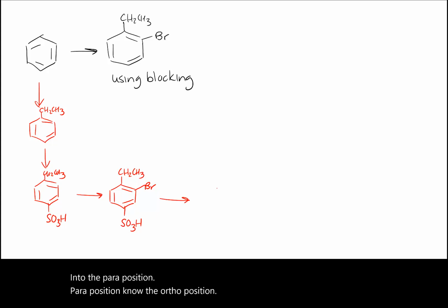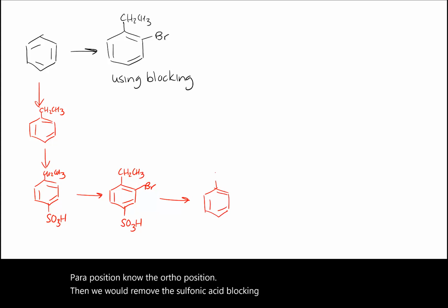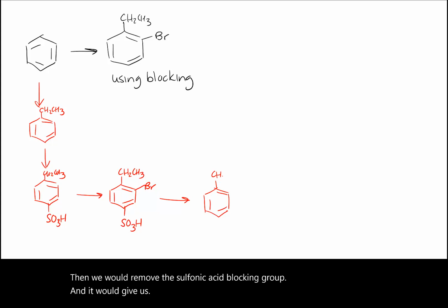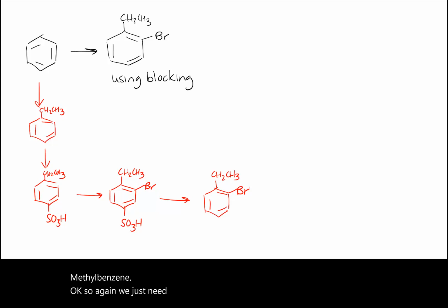Then we would remove the sulfonic acid blocking group, and it would give us the ortho bromo ethyl benzene. Okay, so again, we just need these reagents. You can go ahead and try them.